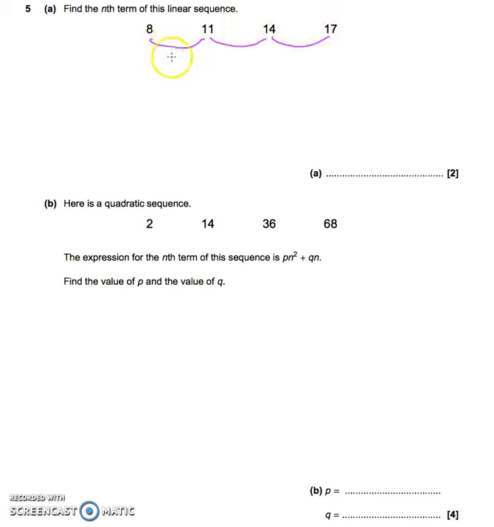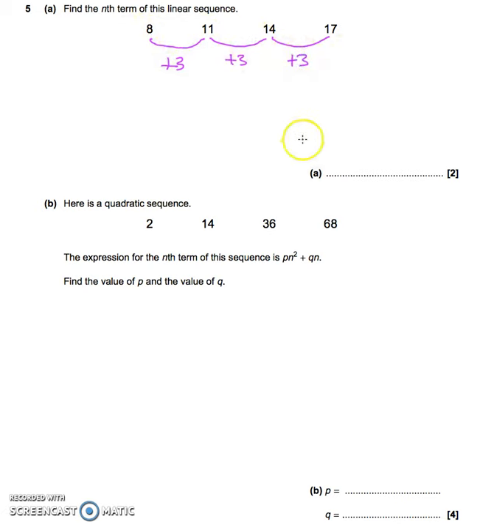The difference is 3 each time. The difference between these two numbers is 3. If you were to get from 8 to 11, you'd have to add 3. You'd have to add 3 to get from 11 to 14. You'd have to add 3 to get from 14 to 17. This means this sequence is the 3 times table.